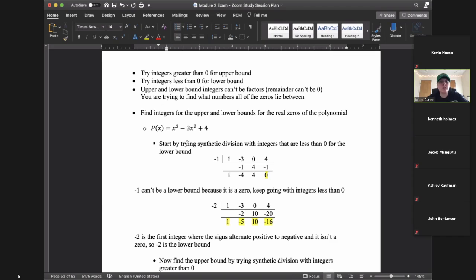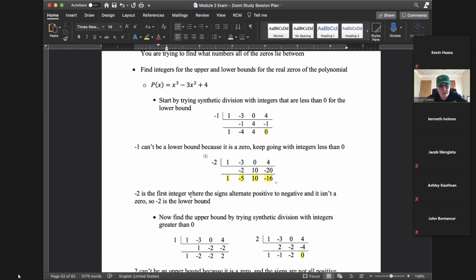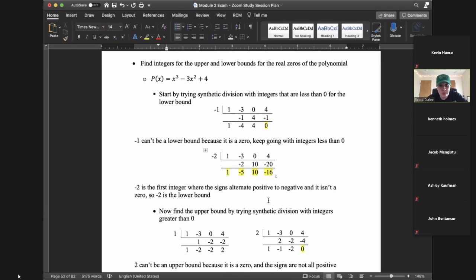So if we're given P of x equals x to the third minus 3x squared plus 4, start by trying synthetic division with integers less than 0 for the lower bound. We'll start with -1. We try -1 in synthetic division, and we see that -1 can't be a lower bound because the remainder is 0. Remember, lower and upper bounds can't be zeros. So if you have a remainder of 0, you need to keep going. Then we try -2, and we see that we've got a positive, a negative, a positive, and a negative. So -2 is the first integer where the signs alternate and it isn't a 0. So -2 is the lower bound.